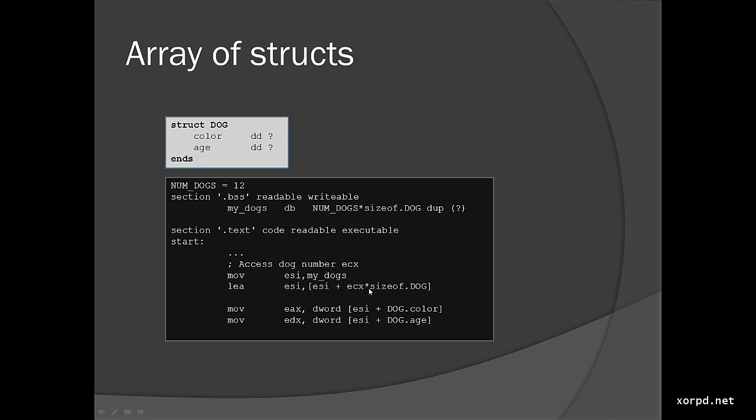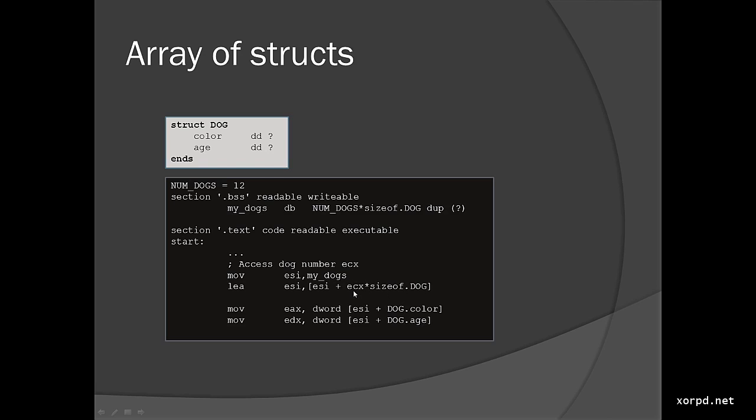Which means that if we want the first dog, which is of index 0 because we begin to count from 0, then the resulting address is going to be ESI, which is the location of the first dog, because the first dog is exactly in the beginning of the myDogs memory location. This label is exactly on the first dog. If we want the second dog, then ECX is 1.